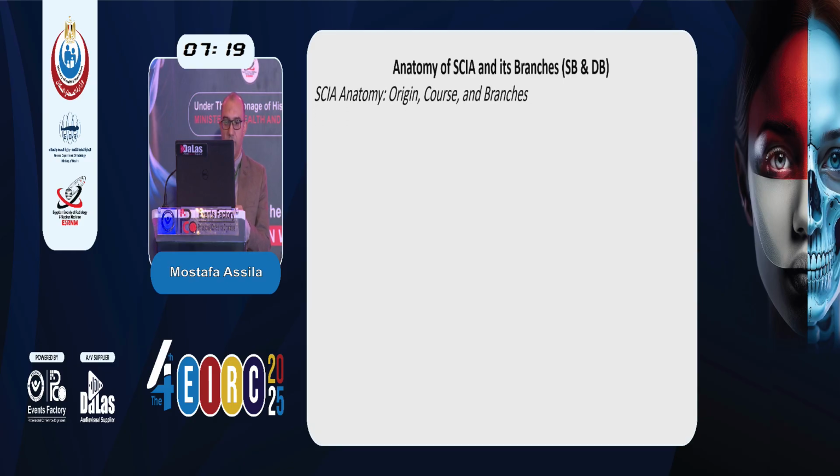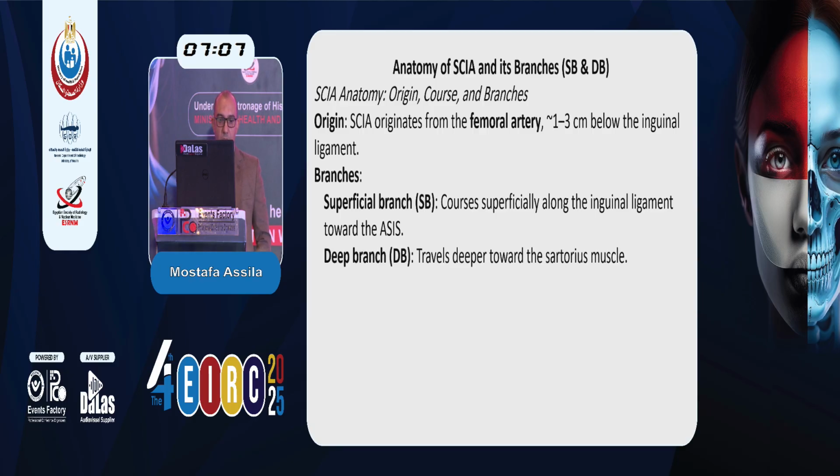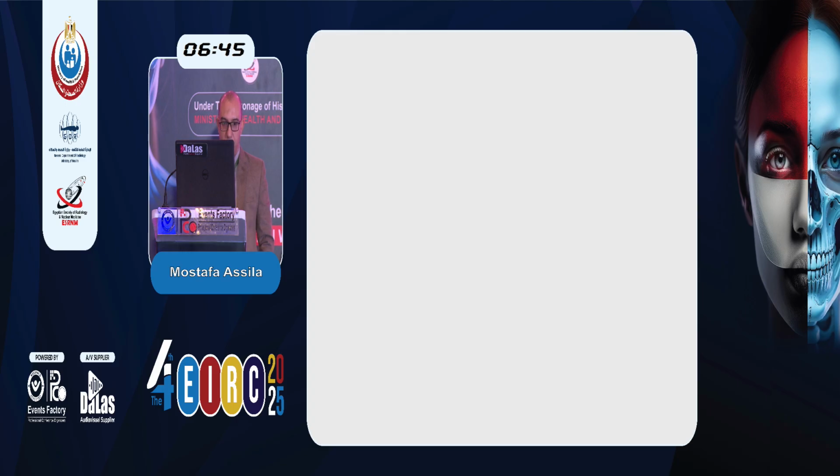Anatomy of the superficial circumflex iliac artery and its branches. It originates from the femoral artery 1 to 2 centimeters below the inguinal ligament. The superficial branch courses superficially along the inguinal ligament towards the anterior superior iliac spine. The deep branch travels deeper towards the sartorius muscle. Caliber: superficial branch 1 to 1.5 millimeters, deep branch 1.5 to 2.5 millimeters. Waveforms show a high resistance arterial waveform with a sharp systolic peak and minimal diastolic flow.